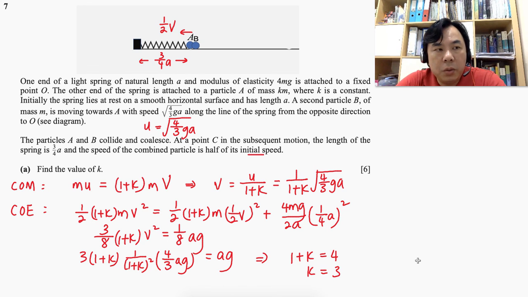So I'd just like to remind you, if there's a collision involved, we must use conservation of momentum. And I do recognize that the wording that they are using is a bit confusing. So just to try to clarify, at a point C in the subsequent motion, I think when they mean at the point C, that's how they define your initial speeds there, right? I hope that is clear. We can move on to the last section, B, for this question.